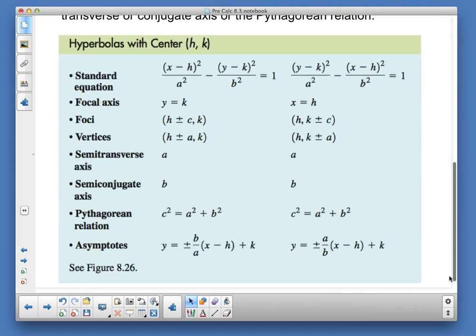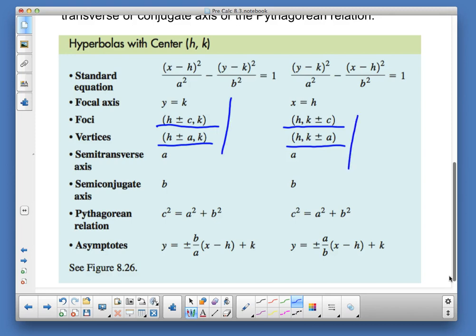Now, everything that we've done in the previous 2 days of 8.1 and 8.2 really comes down to h and k, our transposing, pushing it around the axis. Everything else stays the same. The only change is now instead of 0 for my foci and vertices, I have those relationships. So now it's plus or minus. Instead of plus or minus c and 0, it's h plus or minus c and k, and it's h plus or minus a and k for my foci and vertices when it's horizontal, and when it's vertical, it's h, k plus or minus c, and h, k plus or minus a.